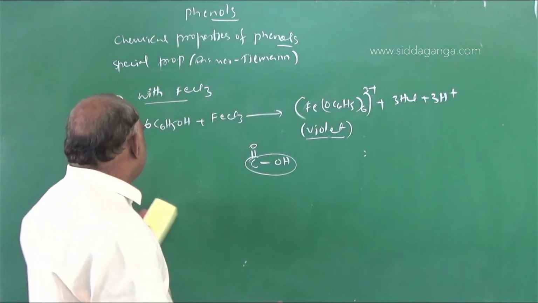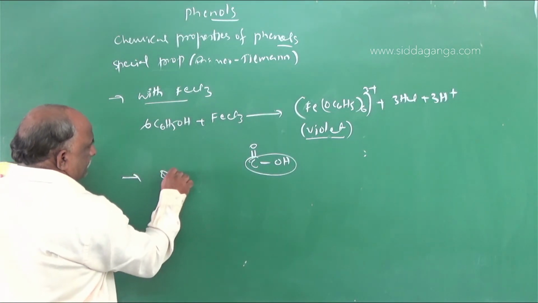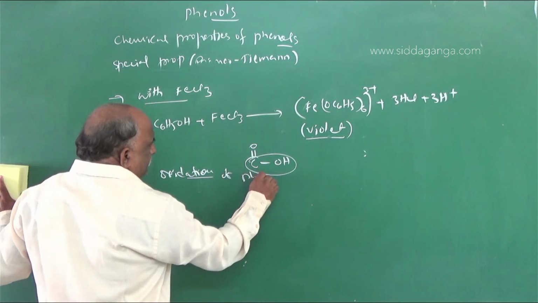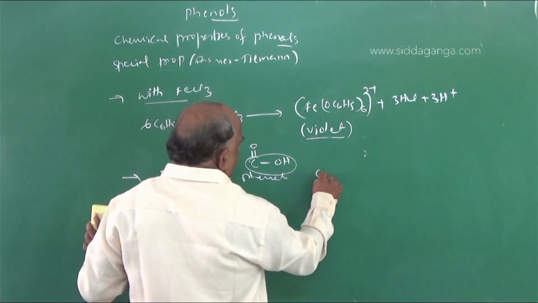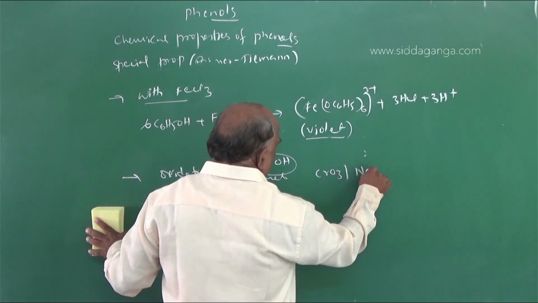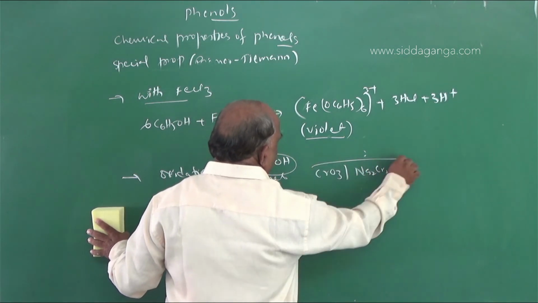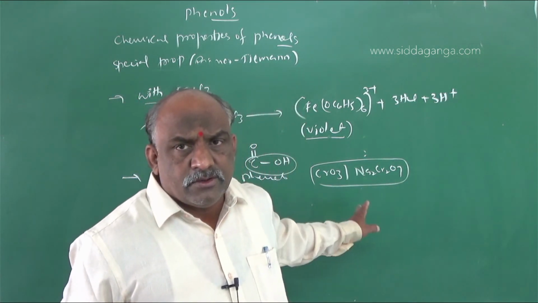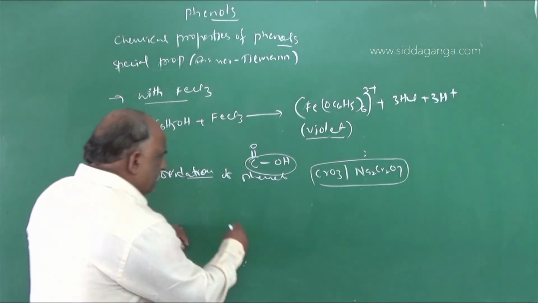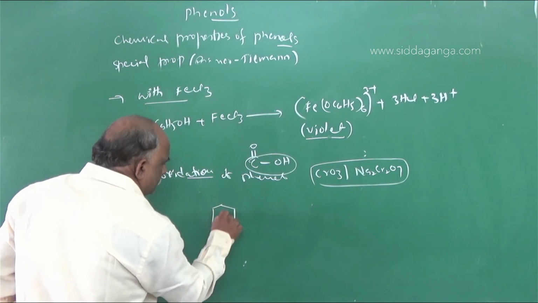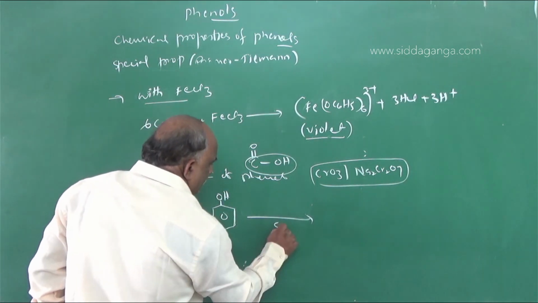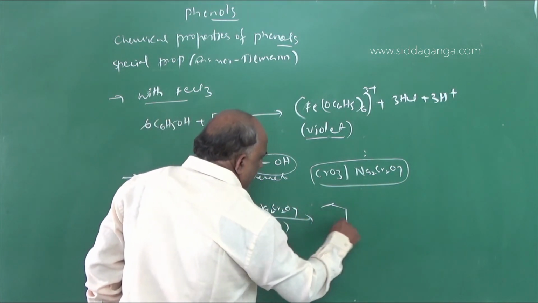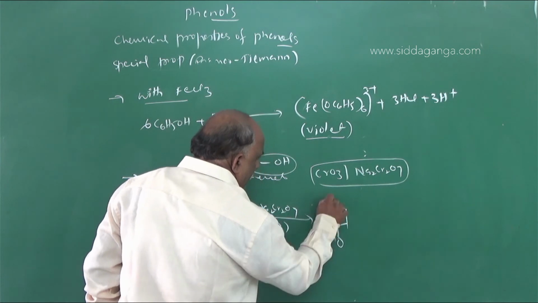So what happens when phenols are oxidized? This is important: oxidation of phenol. Oxidation of phenol generally we take with CrO3 or Na2Cr2O7; these are the oxidizing agents. Na2Cr2O7 is sodium dichromate and CrO3 is chromium trioxide. Then what happens when phenols are treated with these compounds? Oxidation takes place in the presence of Na2Cr2O7, and we get the compound benzoquinone.